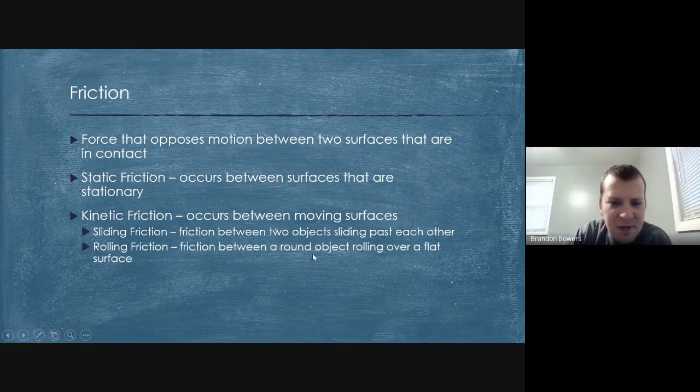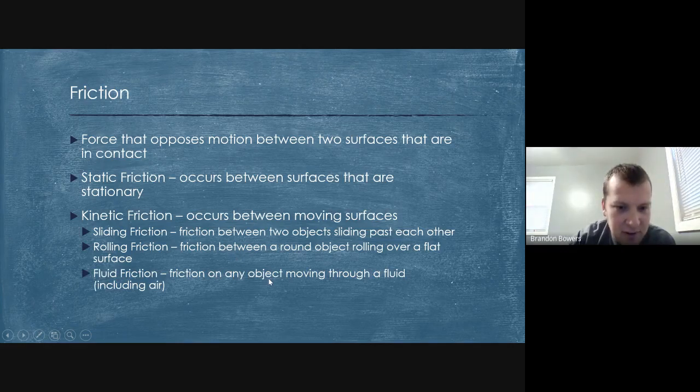Rolling: friction between a round object rolling over a flat surface. This is an example of the ball rolling down the road. There's rolling friction. What's another example you might be able to think of? Maybe a car tire, right? A car tire would have rolling friction. So sliding friction slides, rolling friction rolls.